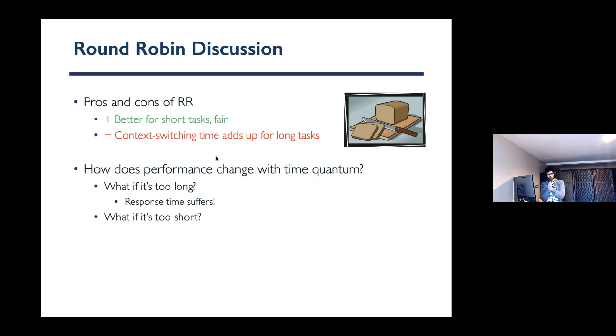What if it is too short? If the time quantum is really short, then you could get to situations where throughput suffers, if you have overhead of context switching. Because now you're context switching so frequently, and if each context switch has an overhead, you're adding more overhead to your schedule, so it takes longer for everybody to finish, so throughput suffers. Again, the assumption here being that there is a time overhead for context switching.